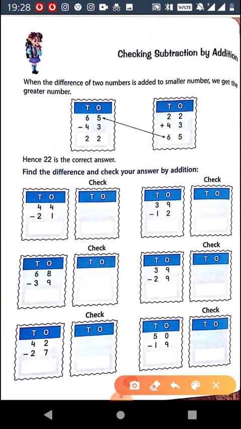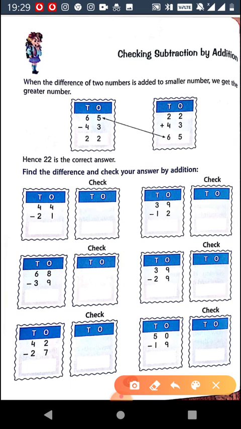Now see the example. Here the subtraction is 65 minus 43. So subtracting 43 from 65, we get 22. Now when you add this 22 to 43, what do you get? You get 65. That means your answer is correct. So this is how we check subtraction by addition.